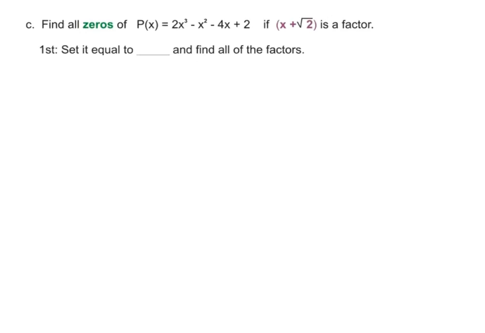They also give us a piece of information. Actually, they're making the problem easier for us. They tell us that x plus the square root of 2 is a root. They tell us it's a factor. Same thing. Therefore, can you tell me another factor that we know if we know that x plus the square root of 2 is a factor? Exactly. So if we know x plus the square root of 2 is a factor, we also know x minus the square root of 2 is a factor.